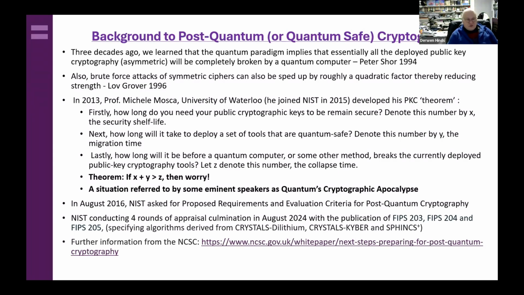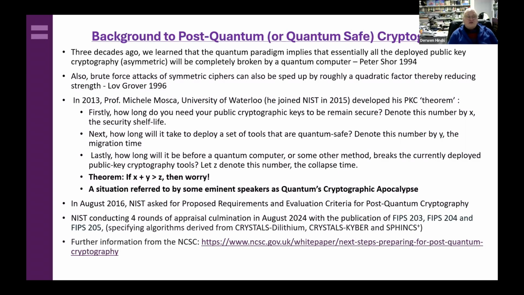Also, with symmetrical encryption, Lov Grover developed a quantum algorithm which will speed up brute force attacks on symmetrical ciphers, thereby rendering them weaker, or just reducing their strength. So quantum computers are a complete threat in one direction in terms of asymmetrical, and also will reduce the strength of symmetrical ciphers. However, you can increase the bit numbers, so it starts increasing the strength again.